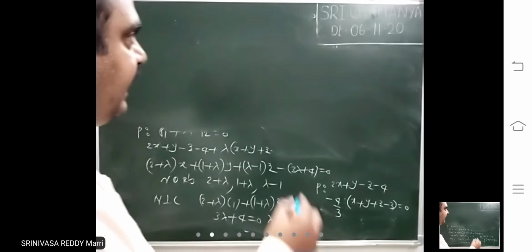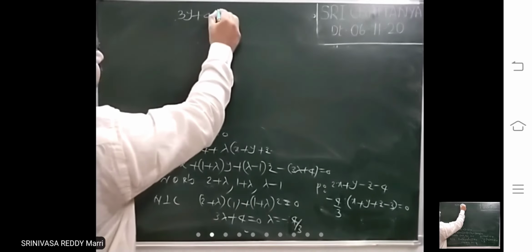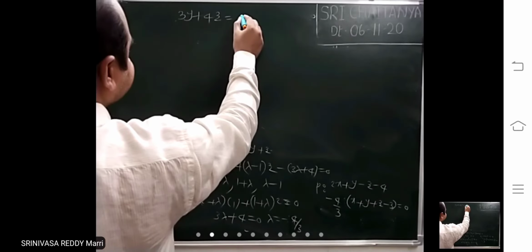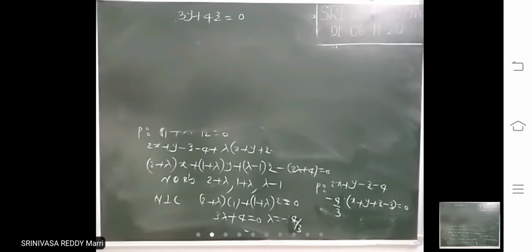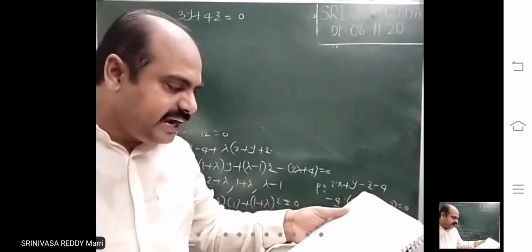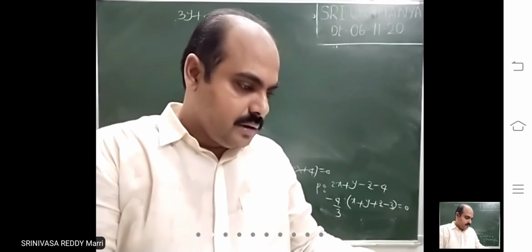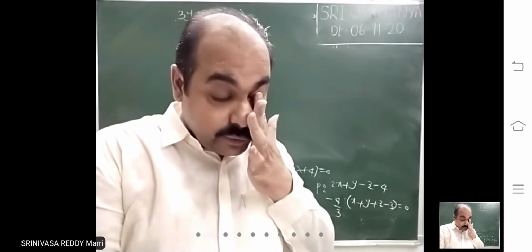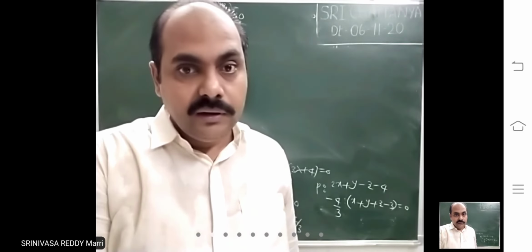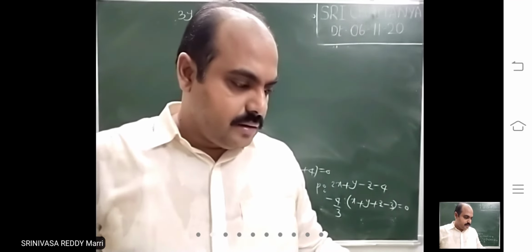The plane 3y plus 4z equal to 0 is rotated through an angle of 45 degrees.